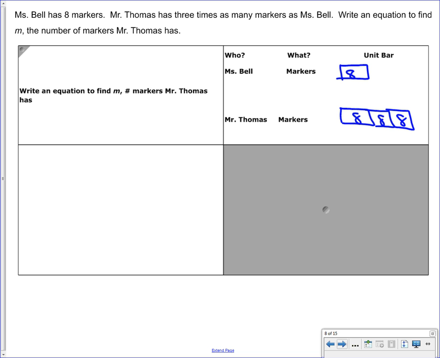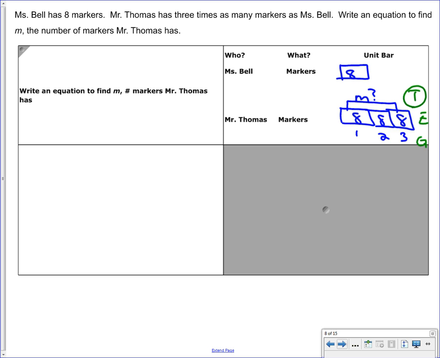Now we put a bracket across Mr. Thomas's packages of markers and mark it with an M and a question mark, because that's what we're looking for. So up here's our total, here's our each, here's our groups, and we're looking for total.